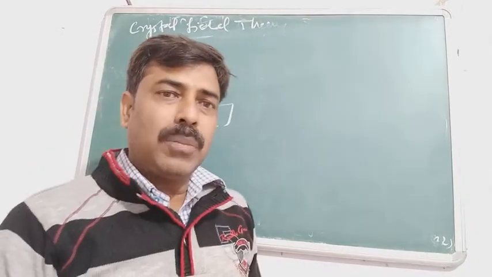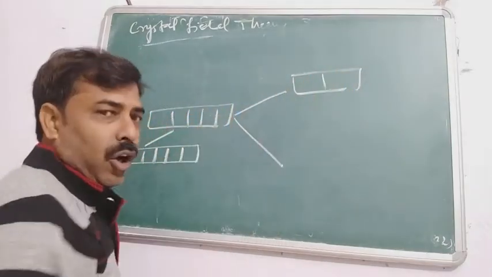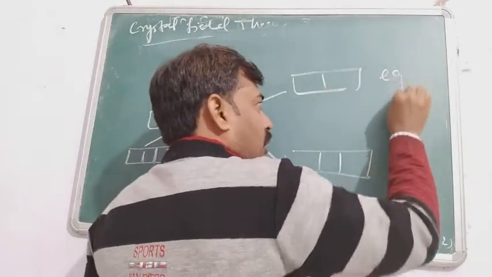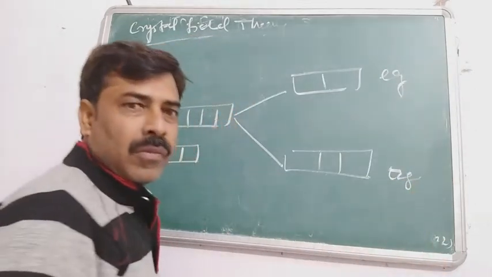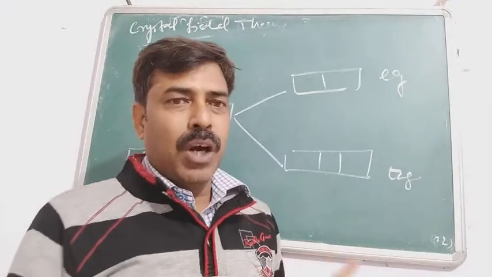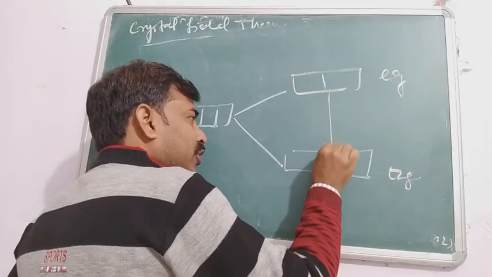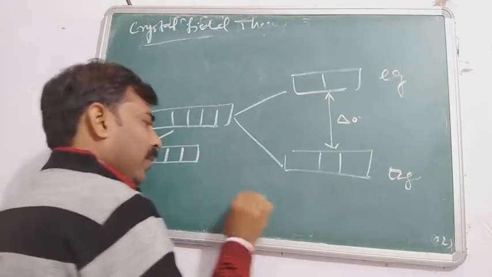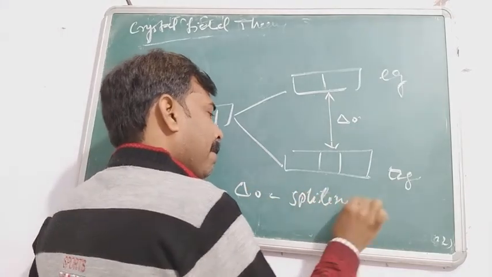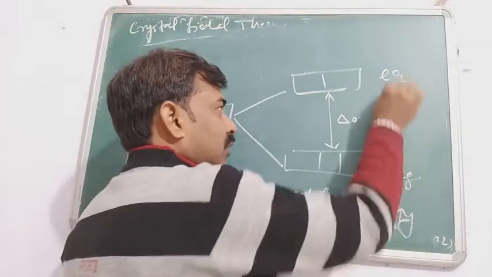So after the approach of the ligands, the d orbitals break into two parts. Here I am showing Eg on the top and T2g on the bottom. This is called splitting, यानी कि d ऑर्बिटल दो पार्ट में स्प्लिट अप हो गए, टूट के बिखर गए, and the energy difference between these two is called the energy of splitting. That means del naught is the splitting energy. This one is T2g, this one is Eg.